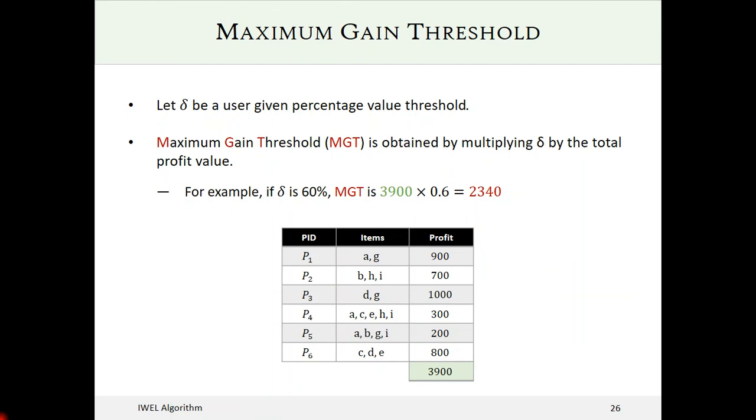Another concept is the maximum gain threshold. First, let delta be a user-given percentage value threshold. The maximum gain threshold, or MGT, is obtained by multiplying delta by the total profit value of all products. For example, if delta is chosen to be 60%, MGT, or the maximum threshold, is equal to 3900, which is the sum of all profit values, multiplied by 0.6, which gives us 2340 as the final value of MGT. In fact, here we want to lose at most 60% of the whole profit after removing some components from the production line.